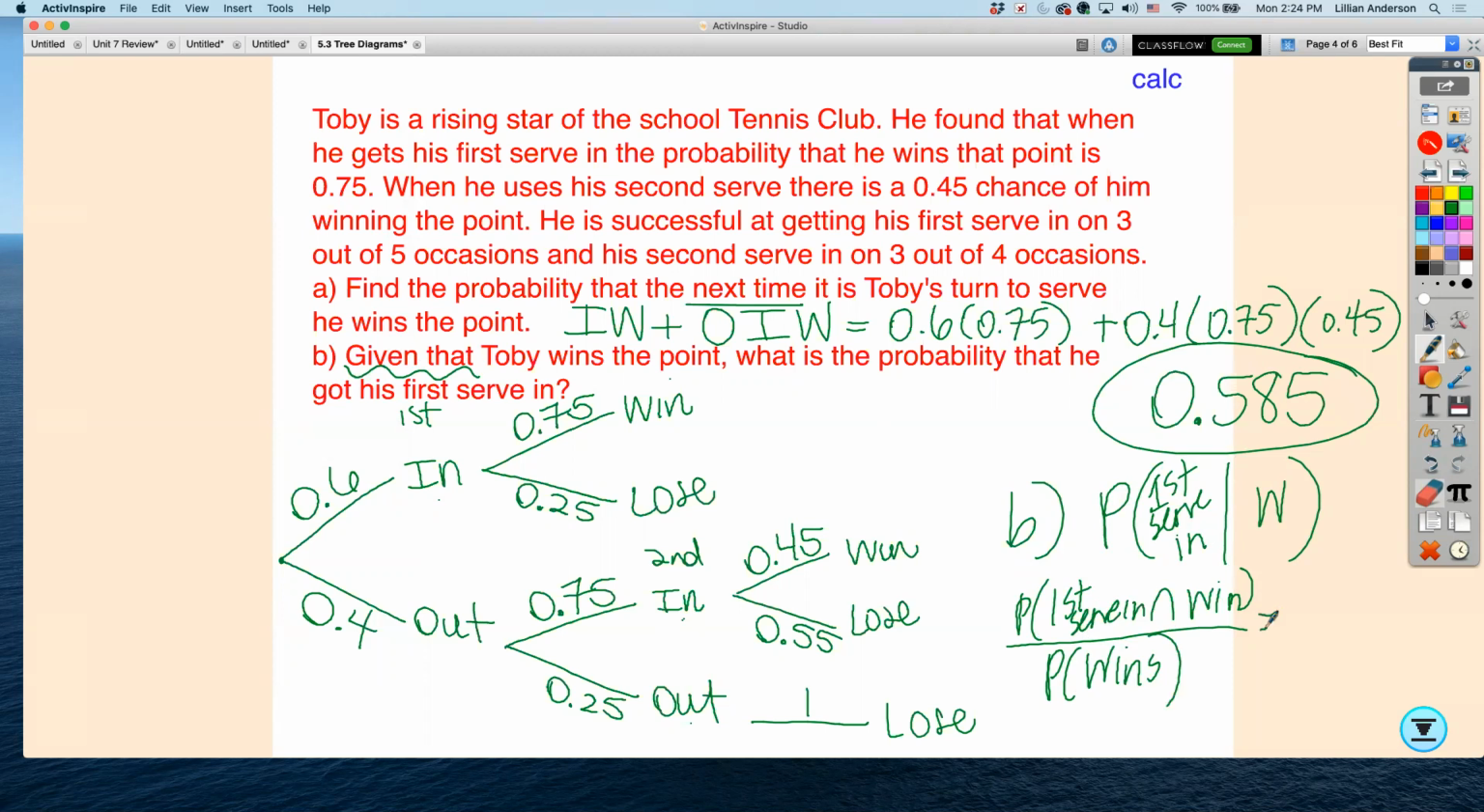Don't we already know the probability that he wins? Is what we found in part A. And a lot of times IB will do that. Like part A or part B will be used for that conditional probability later. But what's the intersection between first serve in and win?